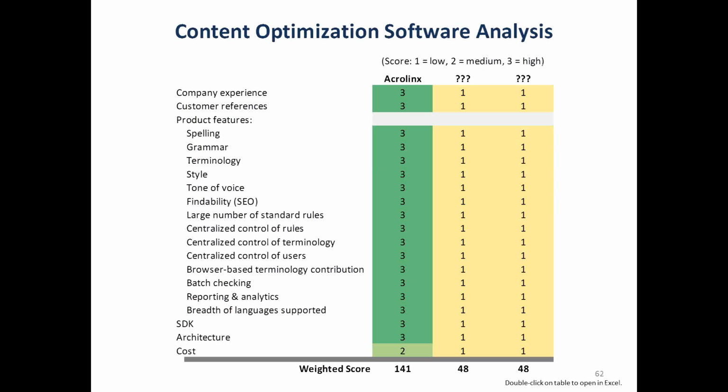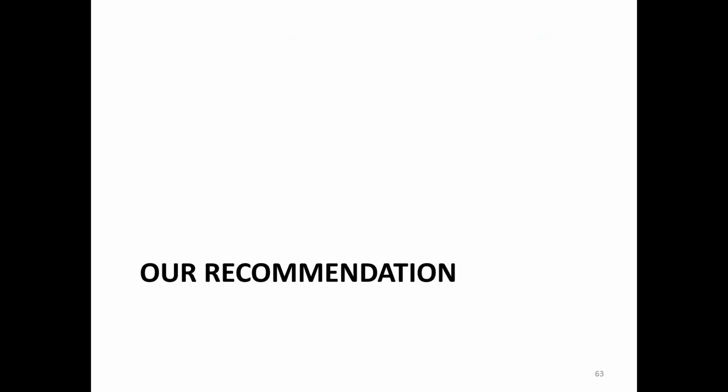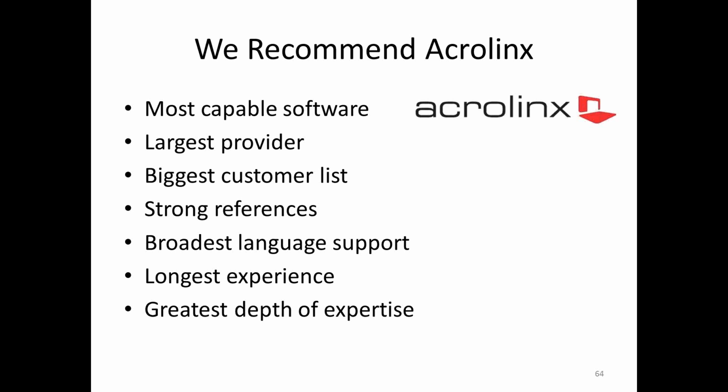So here's an example. We did an analysis of content optimization software available from various vendors, including Acrolinx. Again, this comes from a spreadsheet I'll show you in a moment. In fact, you could double-click on this table in PowerPoint to open that spreadsheet in Excel, but I'm going to switch over to Excel to show you. The idea here, and this is very loaded, we all know where we are, so I'm not going to mince words, is to show that we've done an analysis against a number of criteria that are important to us, using Acrolinx and one or two other alternatives, and Acrolinx scored better, which is why we recommend Acrolinx. Most capable software, the largest provider in this area.